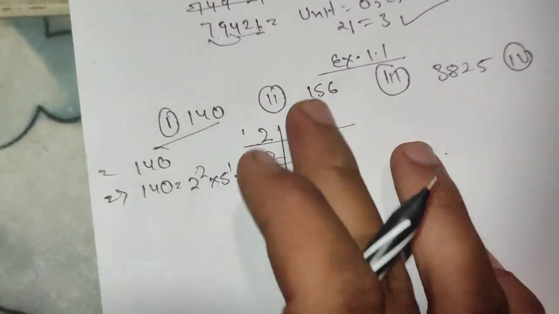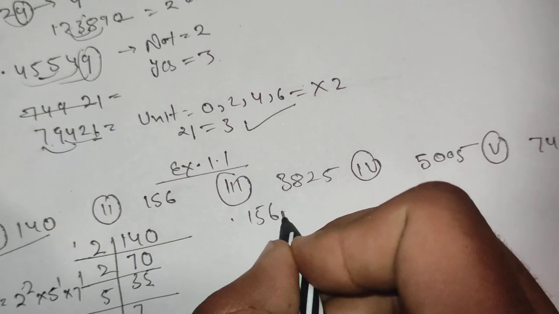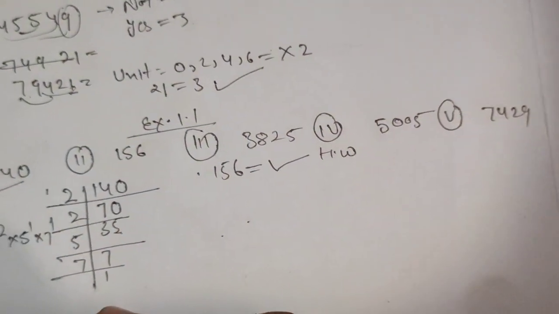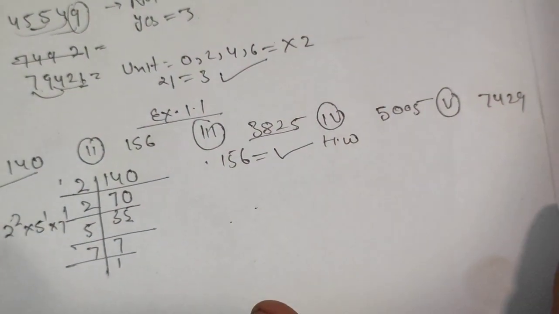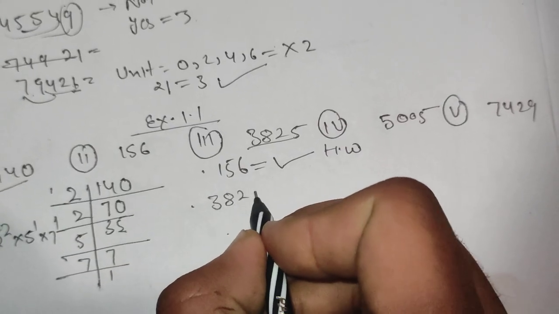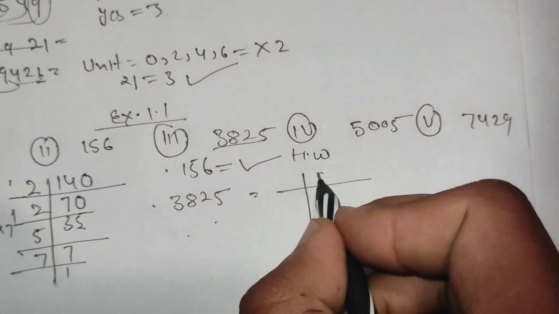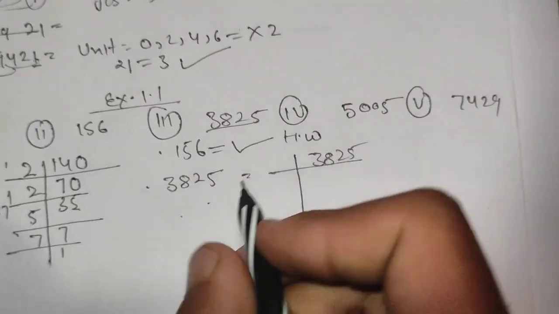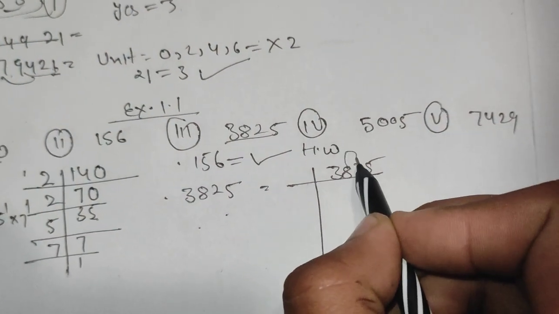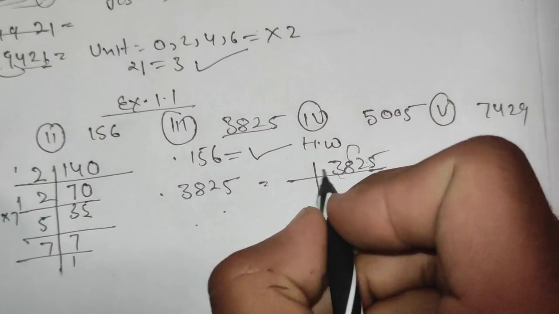Similarly for 156, the second one. This is for your homework because it's similar to this. Now 3825: write it in the same way, 3825 is 3 times 1275. Similarly, it is not divisible by 2. Let's check for 3: 3, 8, 10, 18, yes, it is divisible by 3.